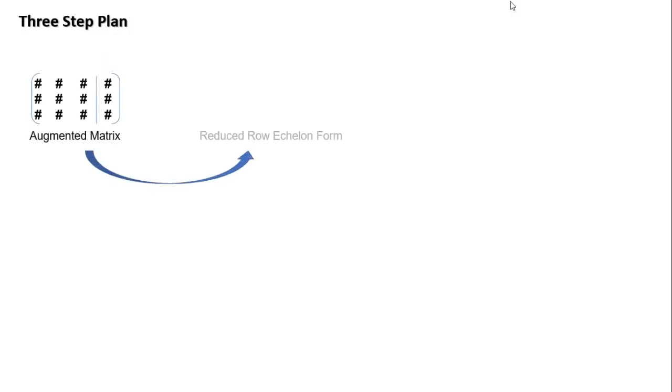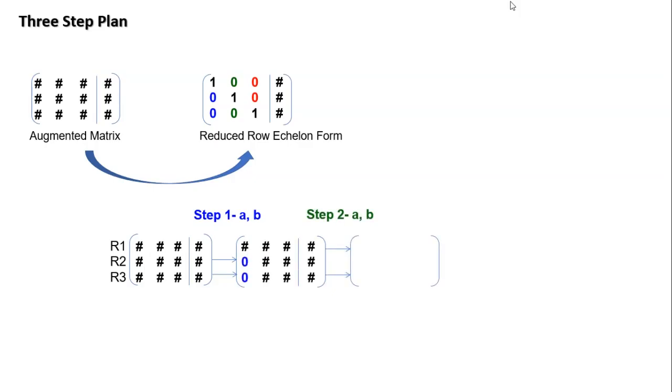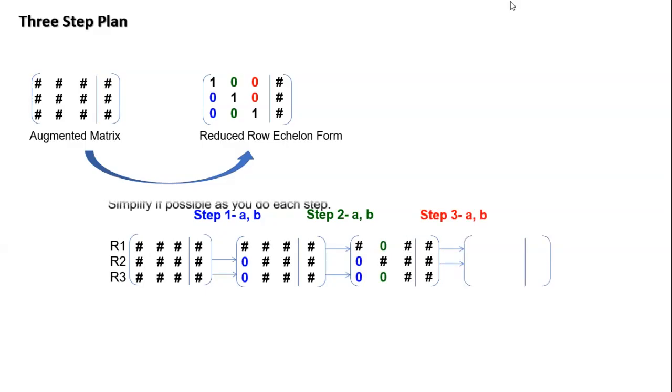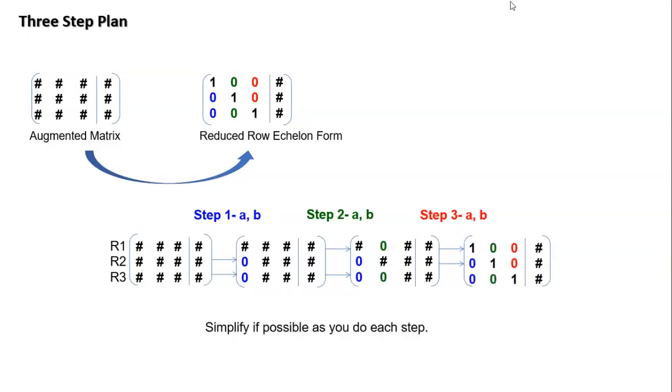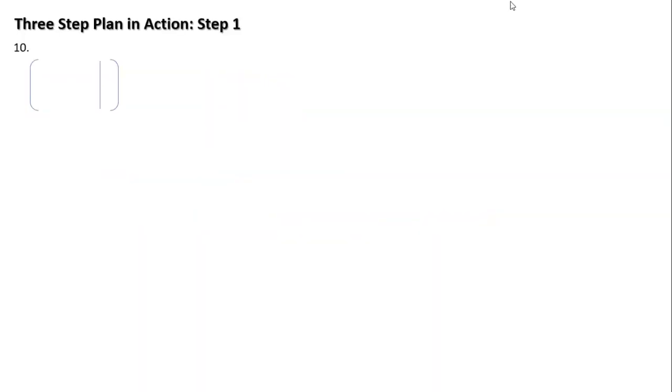Okay, so this is my augmented matrix, and again, I want it to look like this. To do this, I'm just repeating the process, since I'm just taking away the letters and using the numbers. Again, this is what's happening within our steps. Okay, great. Let's do this.